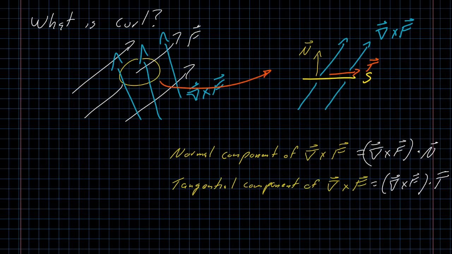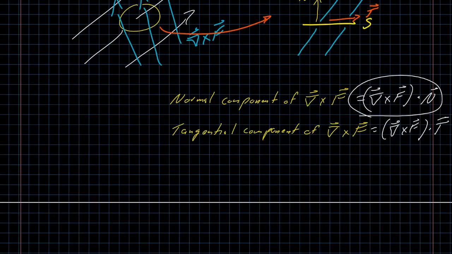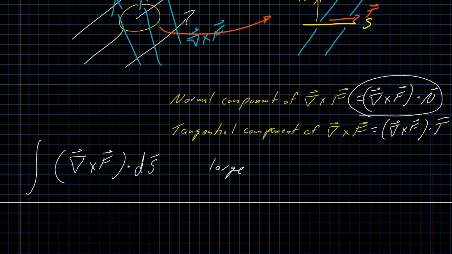If I take this mostly in the normal direction, then this is a large number. If I take this mostly in the tangential direction, then this is 0. So this is going to be large. And remember that n is really pointing in the direction of ds. This thing is large if the curl is in the normal direction.